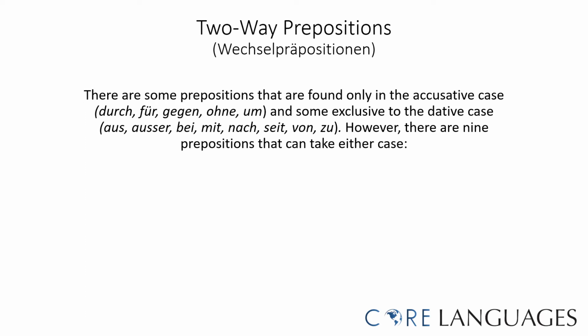There are some prepositions that are only found in the accusative case. For example, durch, für, gegen, ohne, and um. And some are exclusive to the dative case. For example, aus, außer, bei, mit, nach, seit, von, and zu. However, there are 9 prepositions that can take either case. These are called two-way prepositions or Wechselpräpositionen.